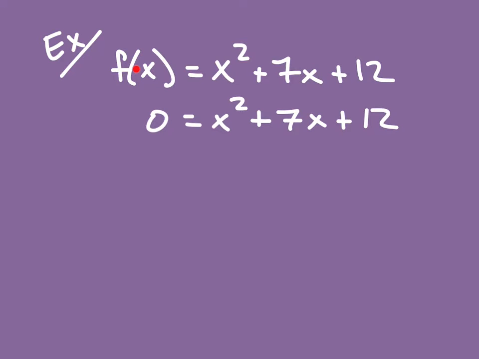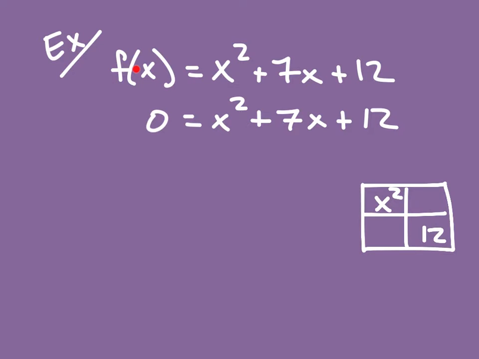Now, when we factor something like this, when your leading coefficient is 1, you can often ask yourself what two numbers multiply to 12 and add to 7. That's going to be 3 and 4. The other way you can do this is by using the box method. Put your first term, x squared, here, put 12 in your bottom corner. Then do x and x that multiply to x squared, and then two numbers that multiply to 12.